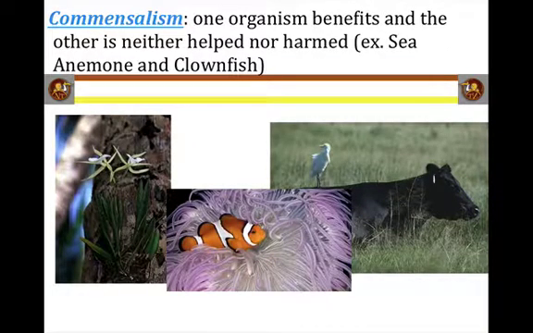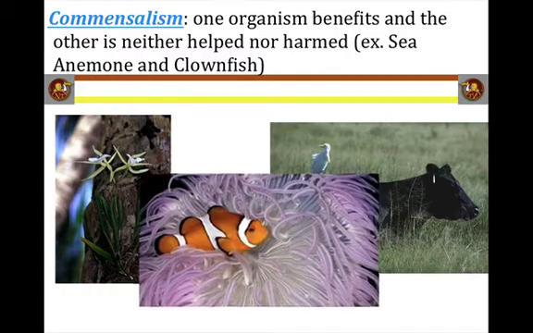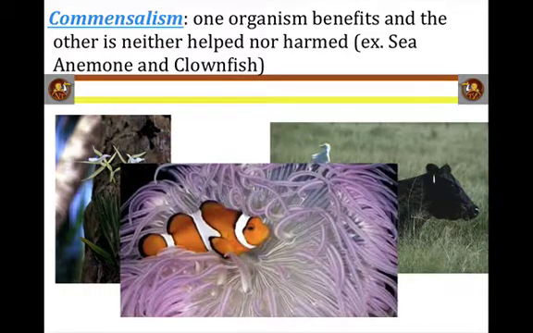Lastly, we have something called commensalism, where one organism benefits and the other is neither helped nor harmed. For example, the sea anemone and the clownfish. Just like many of you have seen Finding Nemo, here's the clownfish who lives in the sea anemone. The clownfish gets habitat, and the sea anemone is neither helped nor harmed by the existence of the clownfish.